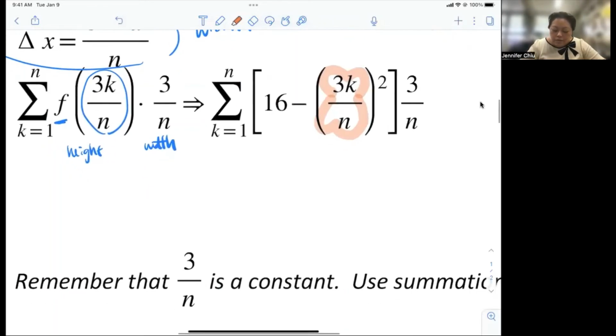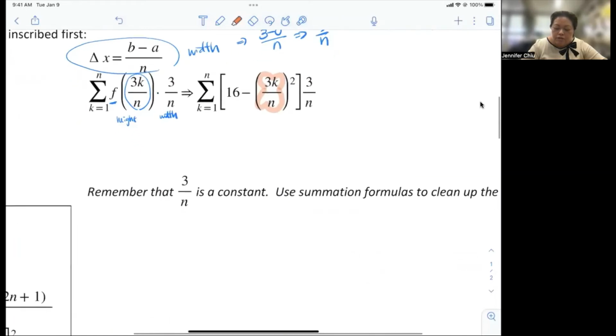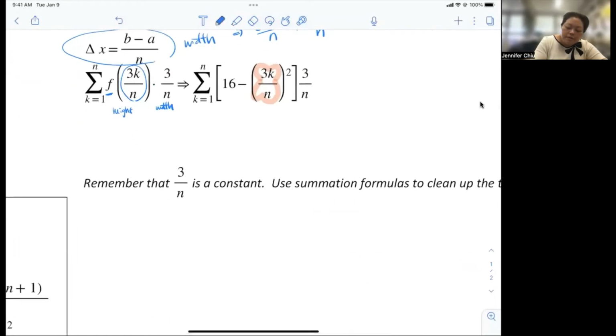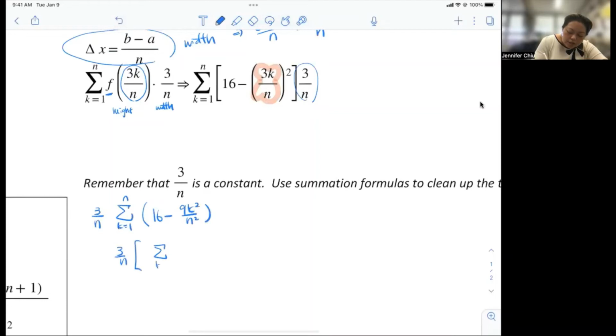Okay, so it says, remember that 3 over n is a constant. Use the summation formula to clean this up. So first thing I'm going to remind myself is that this is 3 over n. This is a constant, so I'm going to put it outside. And you have k equals 1 to n. Now I'm going to clean this up a bit by actually multiplying this out. 3k over n squared gives me 9k squared over n squared. Okay, remember, we can separate our summations. So I'm going to make it the summation of k equals 1 of the term 9k squared over n squared.